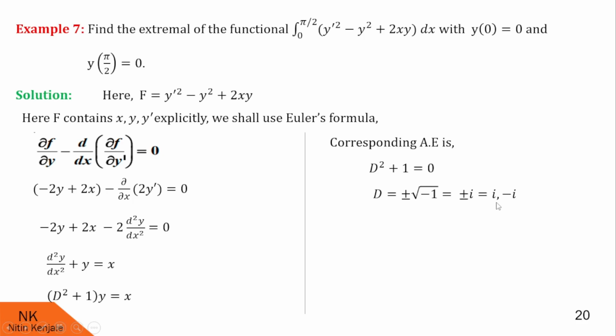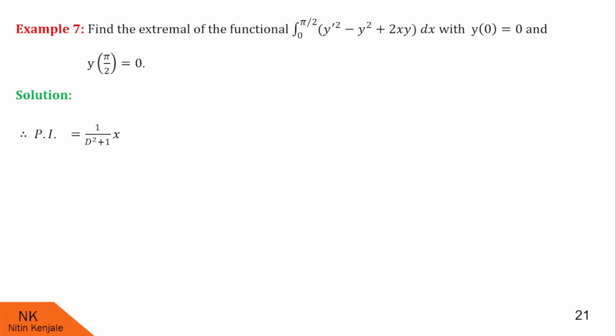Solving which we get roots as D is equal to plus minus i. Because the roots are complex conjugates of each other, the complementary function can be given as y is equal to c1 cos x plus c2 sin x. Now we proceed for the particular integral. PI in this case can be given by 1 upon D square plus 1 into x.